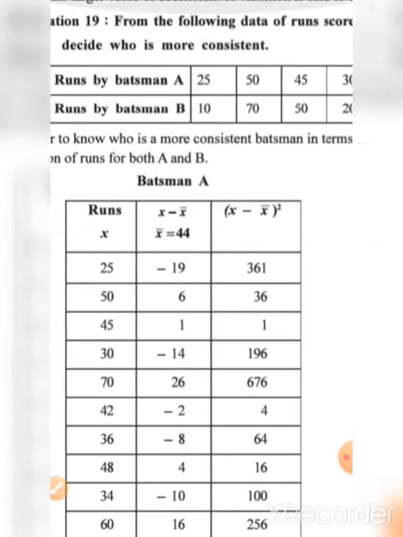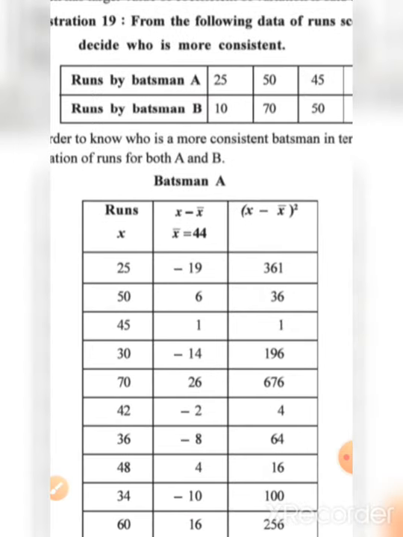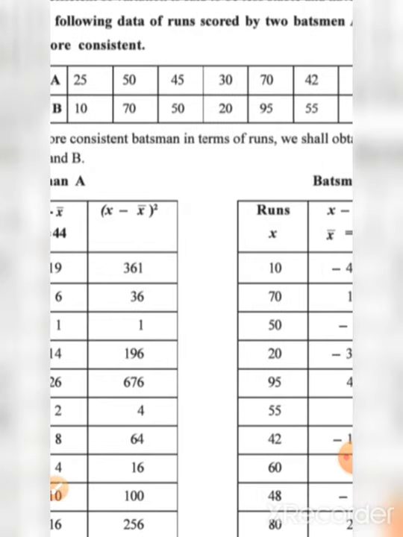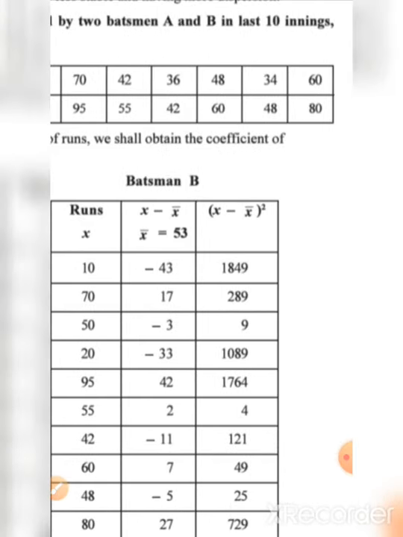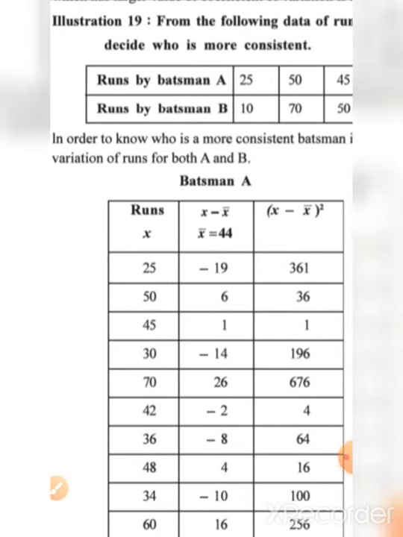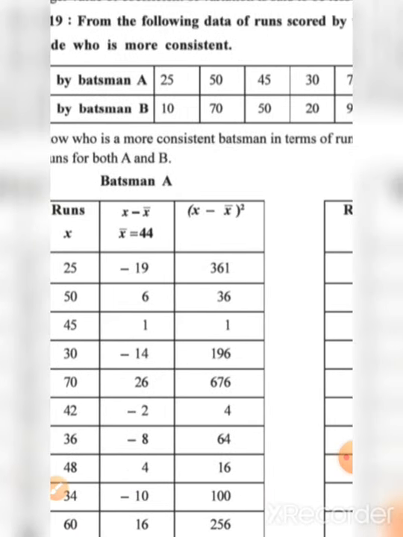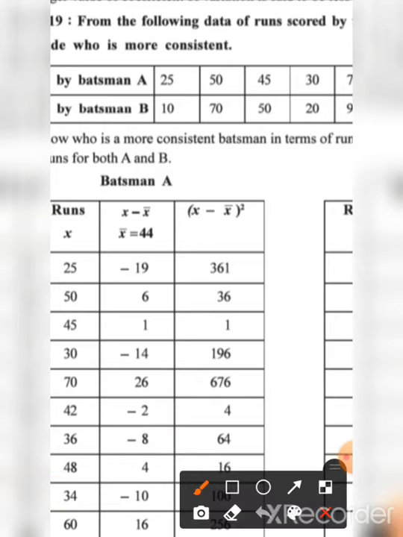So we are going to see our example number 19. What is given in example number 19? From the following data of the runs scored by two batsmen A and B in the last 10 innings, decide who is more consistent. Now see, what is the question over here? They have told us to decide who is more consistent. As we have discussed, the set, or the batsman, which has the lesser coefficient of variation, we can say that that particular batsman is more consistent.